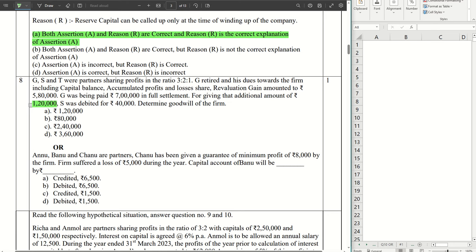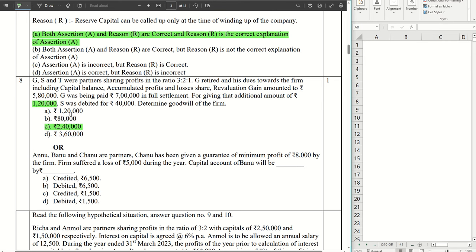G's share of goodwill was 1,20,000. So firm's goodwill will be just a unitary method, 1,20,000 into the reverse of G's share, which is 3/6 in this case. So that will be 1,20,000 into 6/3. We get 2,40,000, right? So the answer for 8 is option C, 2,40,000.